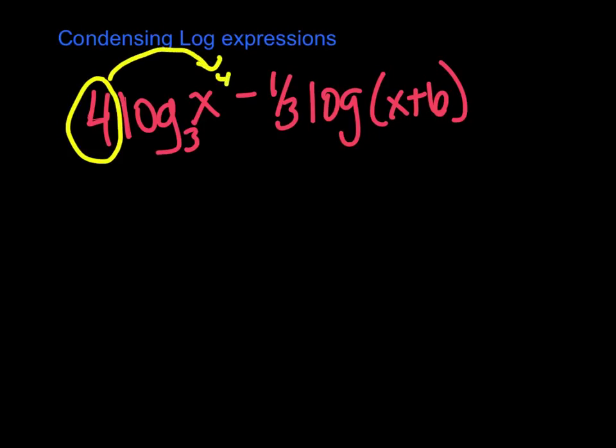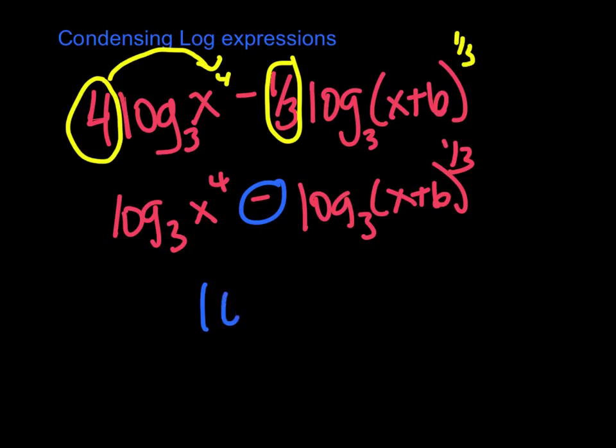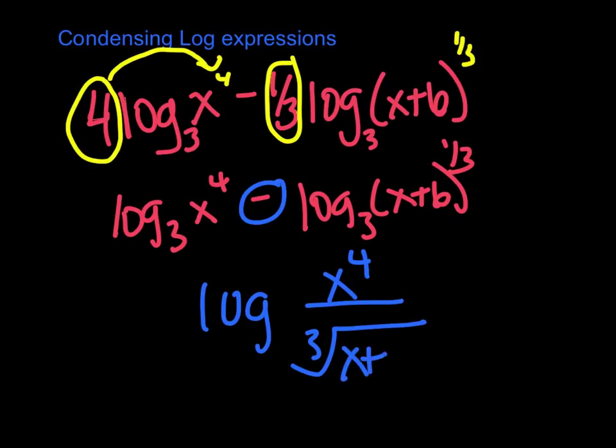So we're moving the exponent of 4 up, the 1/3 up, and remember 1/3 means cube root. So this is going to give me log base 3 of x to the 4th minus log base 3 of x plus 6 to the 1/3. And I'm going to change that back to cube root in a minute. And since I have subtraction, we're going to condense this into division. x to the 4th over the cube root of x plus 6.